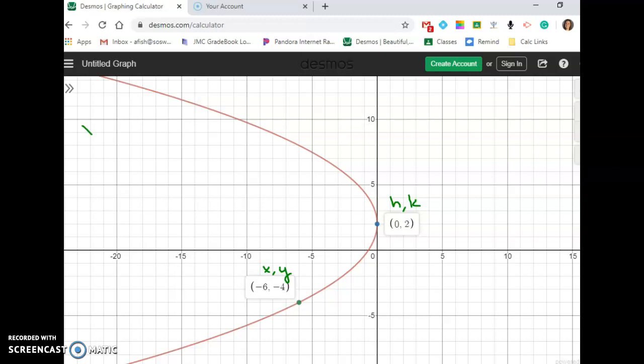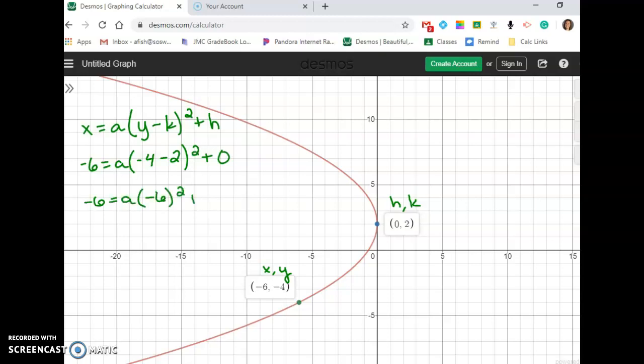But because I have my equation, I can go through and actually solve for this. So plug in my information. I have -6 equals a times (-4 minus 2) squared plus 0. So -6 equals a times (-6) squared plus 0. I don't really need the plus 0. a is going to equal -1/6. Okay, so my final equation is then x equals -1/6 times (y minus 2) squared plus 0.